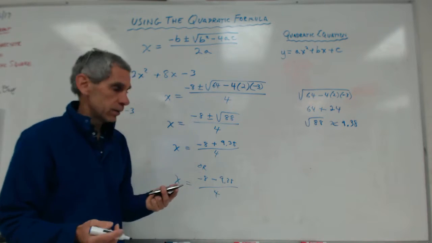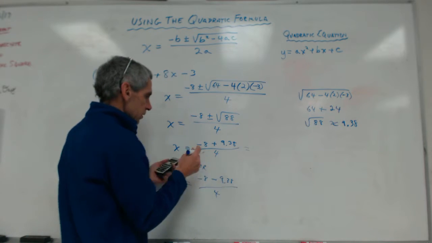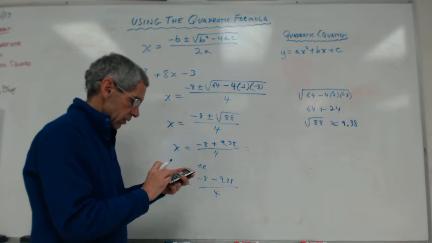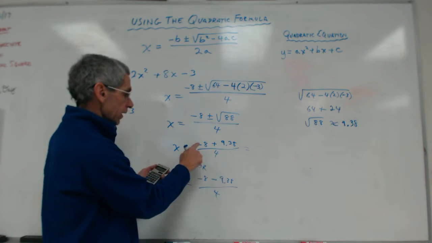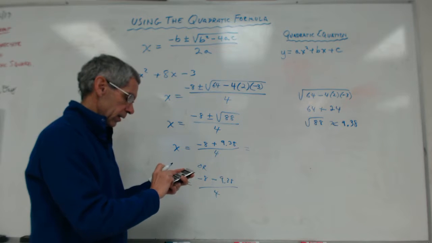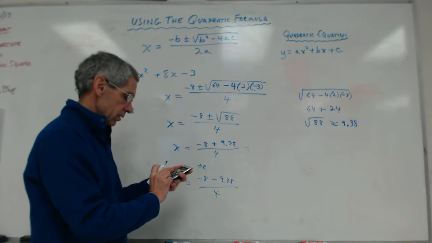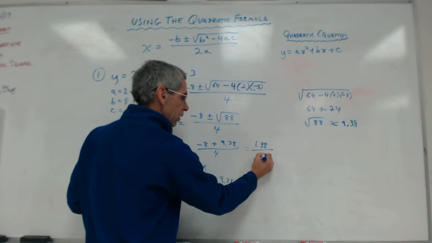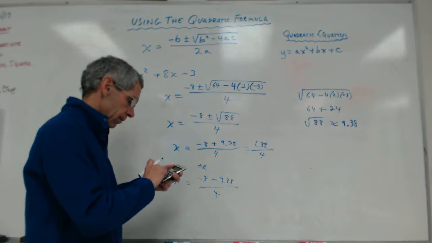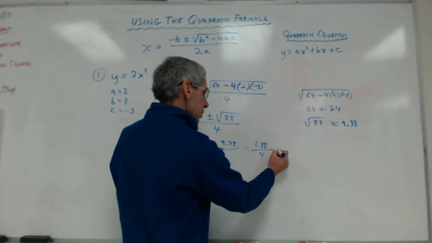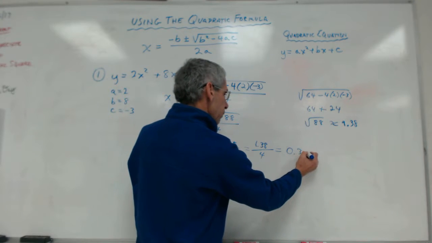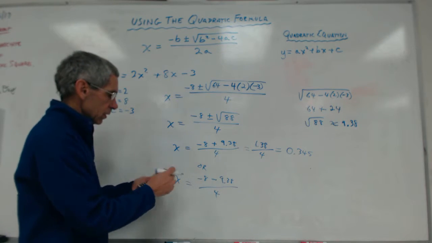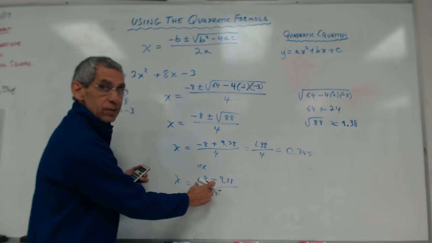So I just use my calculator. I figure out what is this? Negative 8. Okay, well I'm going to just do this. 9.38 minus 8. 9.38 minus 8 is equal to 1.38. 1.38 all over 4. So I'm going to just divide that by 4. And my answer is 0.345.